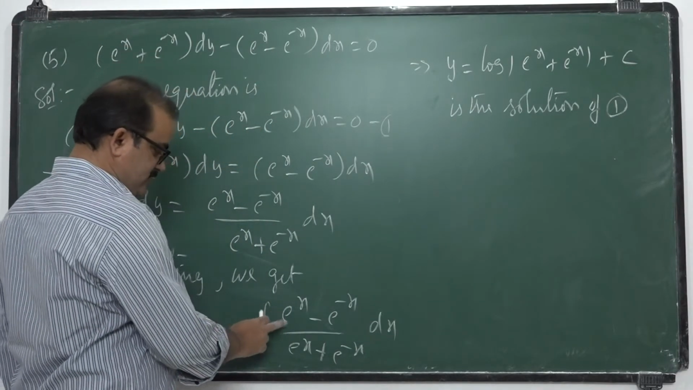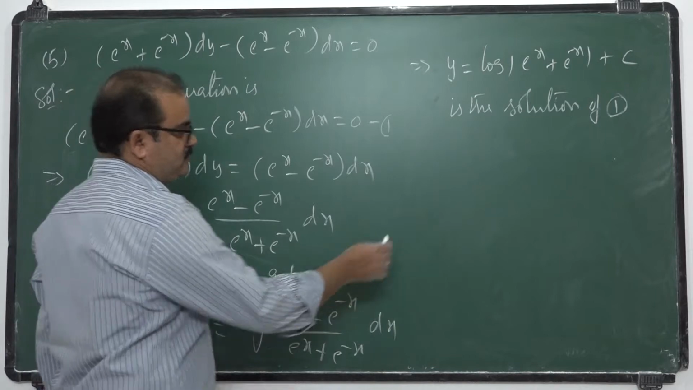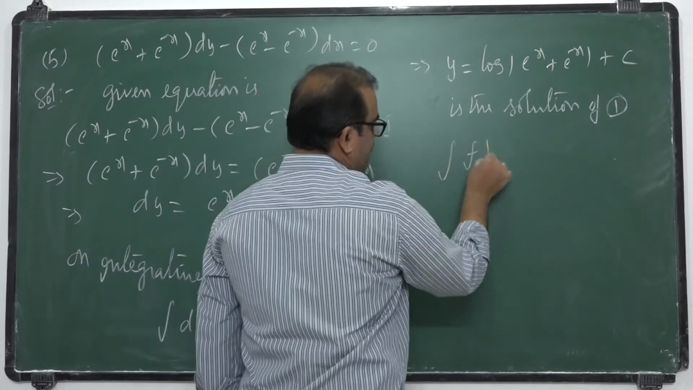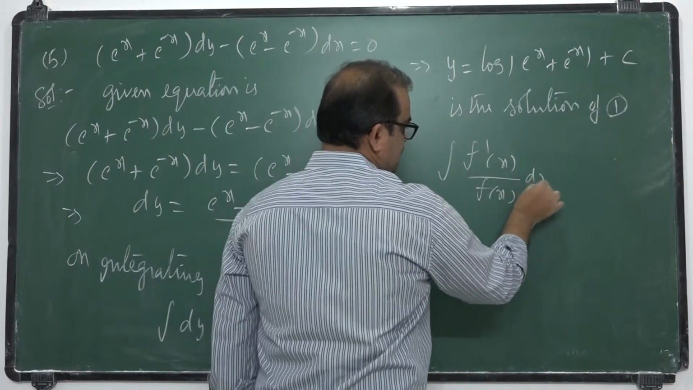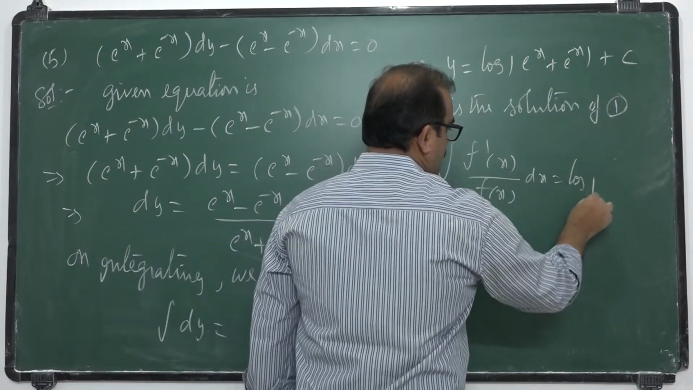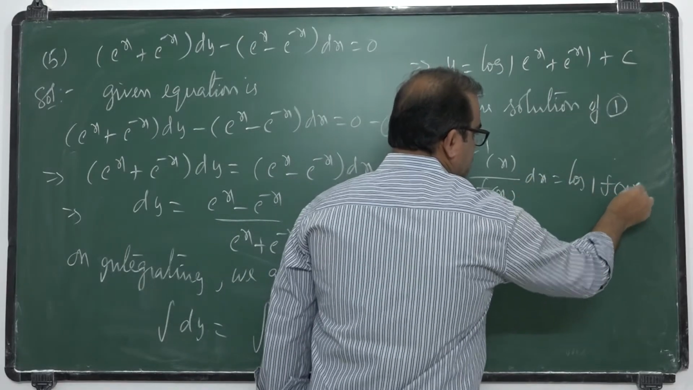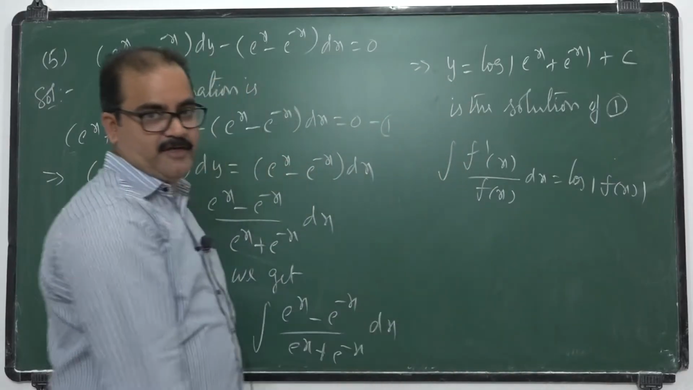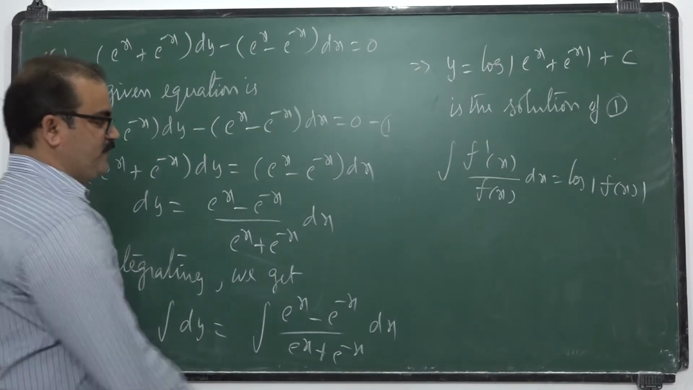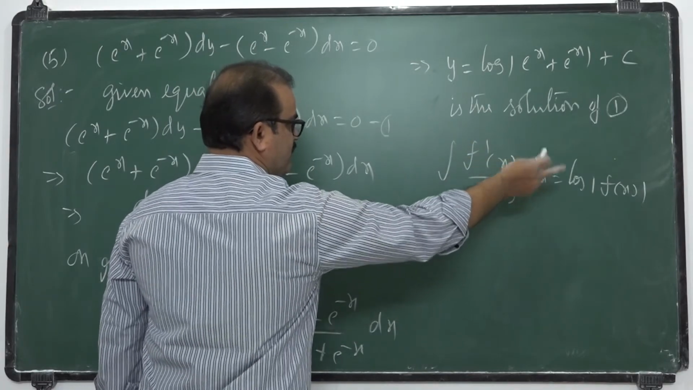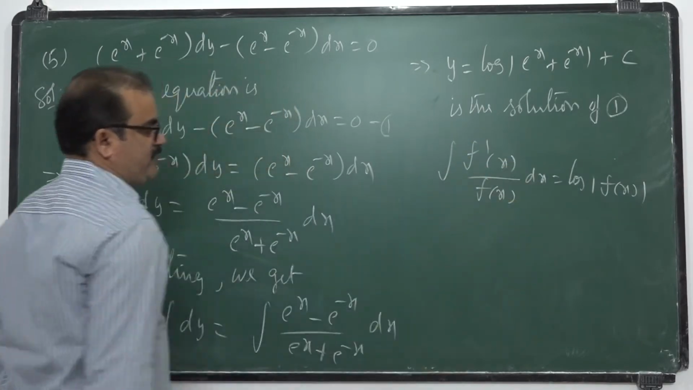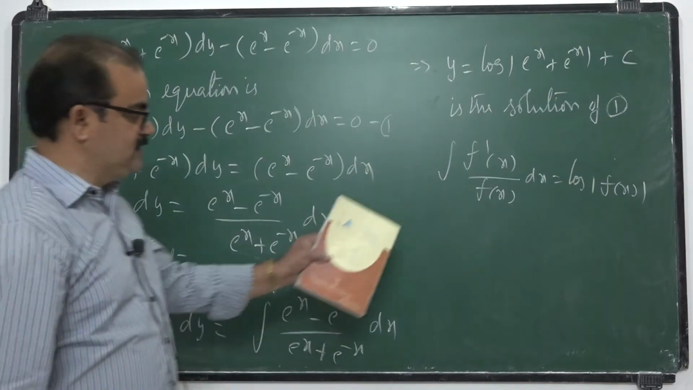If numerator is derivative of denominator, then we apply the formula integral f dash x by f of x into dx, that is log mod f of x. There is a formula in integration. If numerator is derivative of denominator, then integral value is log of denominator. Write this formula in bracket.